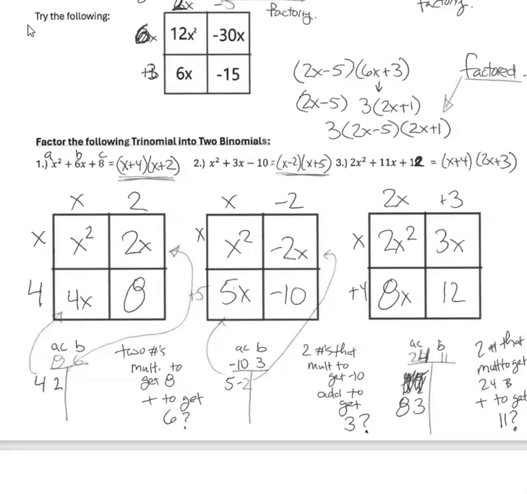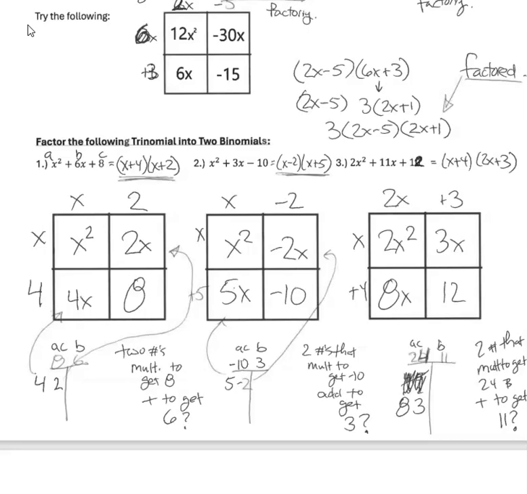Now we do the next problem. In the next problem, once again, you have to do your A times C. A times C gets you -10. B is 3. And you have to figure out two numbers that multiply to get you -10 and add to get you 3. This is a little trickier because one's going to be positive and one's going to be negative.